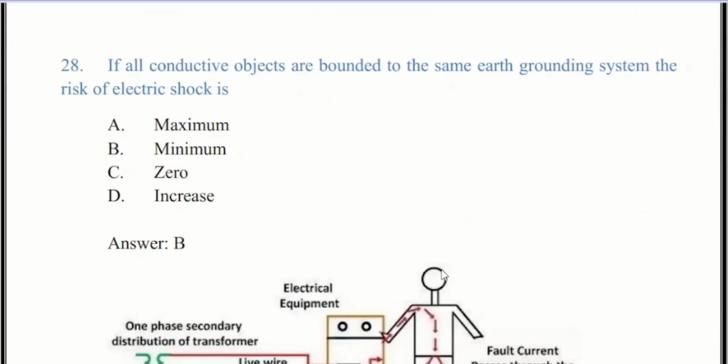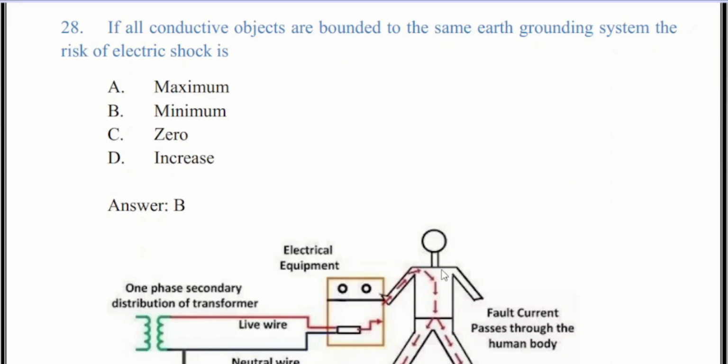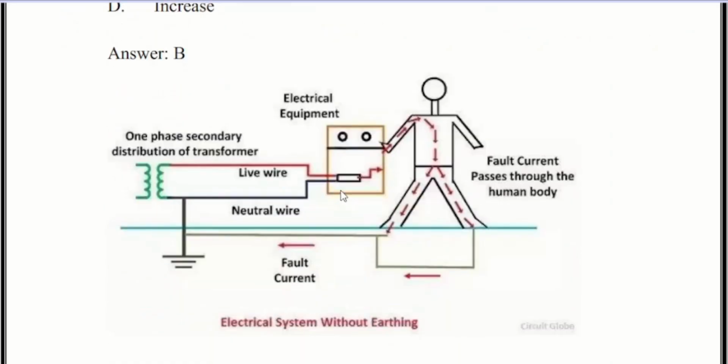Now we come to question number 28. If all conductive objects are bonded to the same earth grounding system, the risk of electric shock is. There are four options. The correct answer is B, minimum.